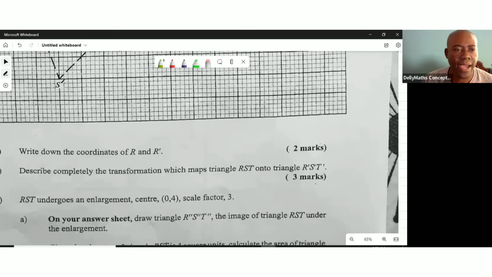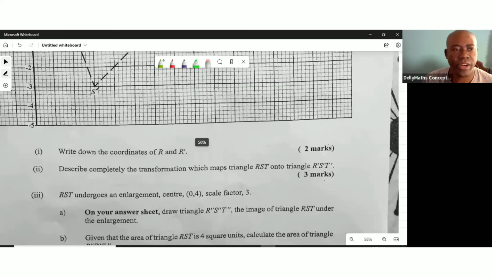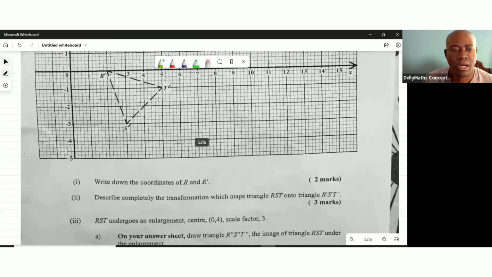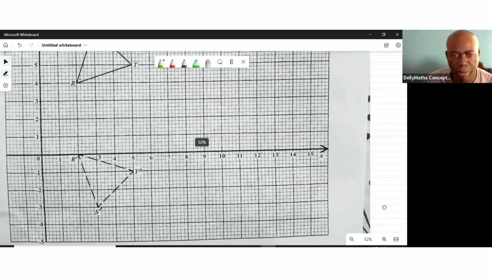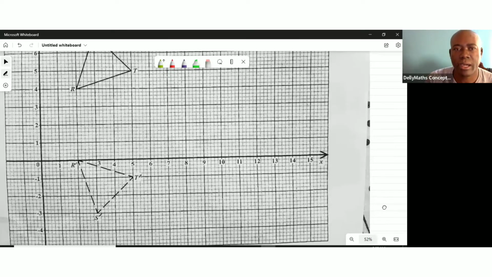It says, write down the coordinates of R and R prime. So let us write down the coordinates of R and R prime. All right, good. We could quickly write them by the side. So we're talking about identifying this point here, R and R prime.